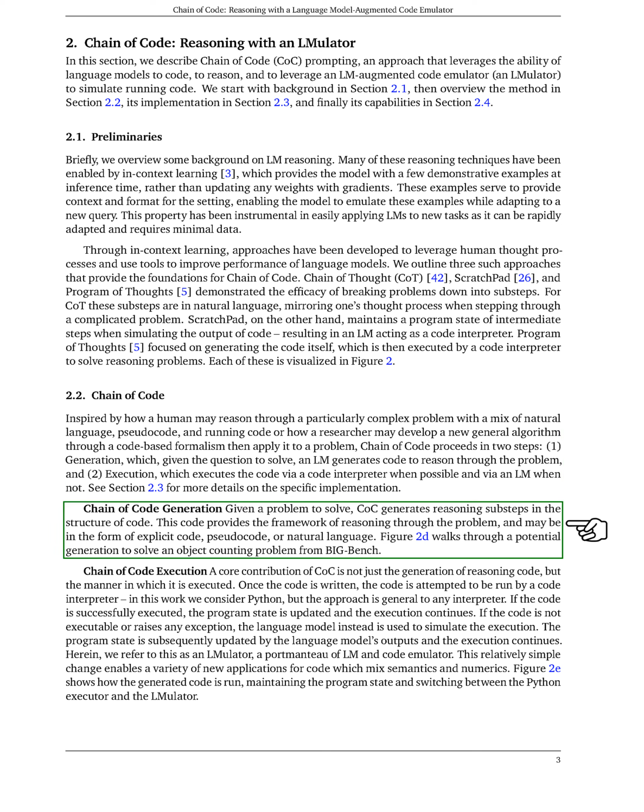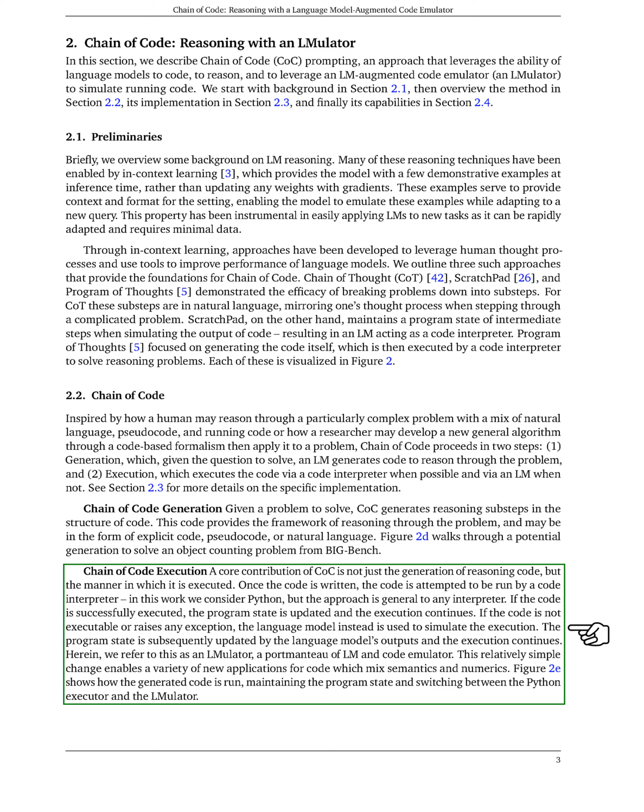In the generation phase, the chain of code creates reasoning substeps in the form of code. This code serves as the reasoning framework for the problem and can be explicit code, pseudocode, or natural language. In the execution phase, the chain of code not only generates reasoning code but also executes it.